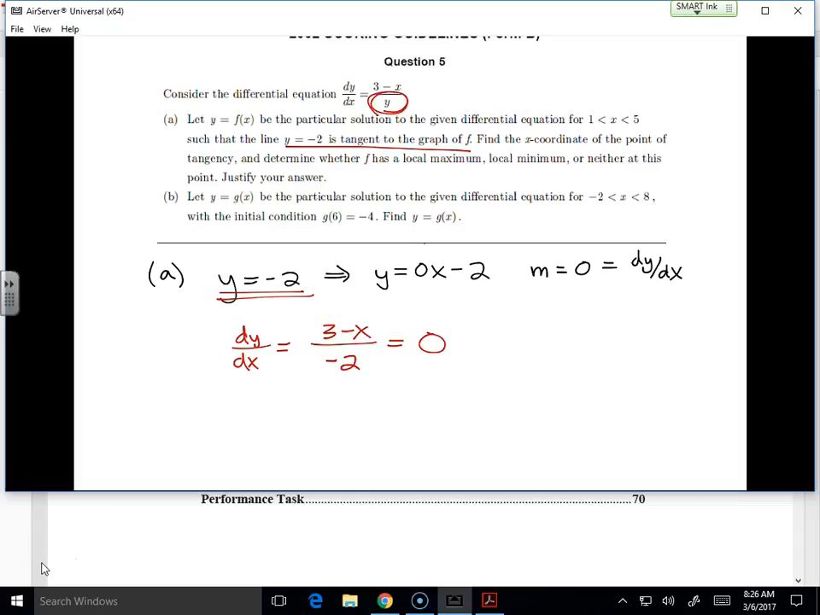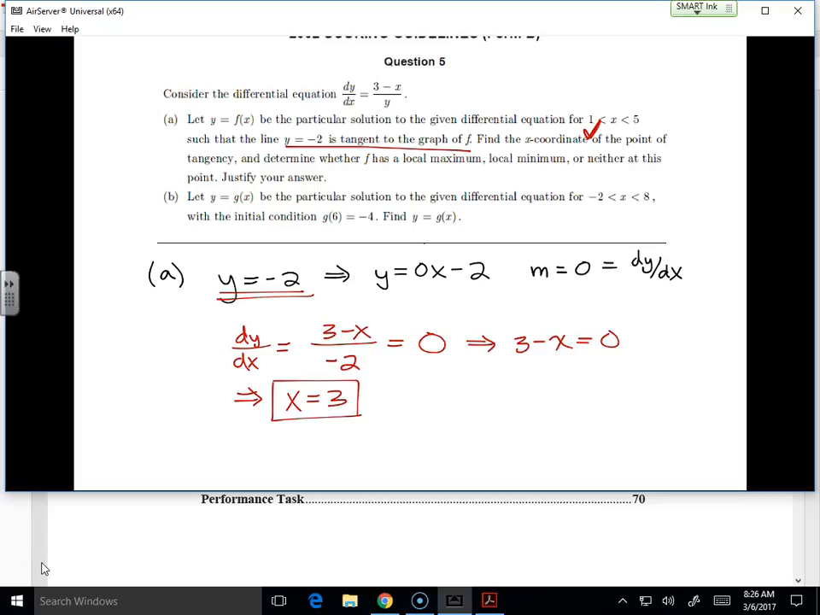I plugged in. Who's y? Negative 2. So not only do I know the slope of the derivative, the slope of the tangent line, which means I know what the derivative equals, I also know the y value. So I was able to plug in the 0 for what the derivative equals. I was able to plug in negative 2 for what y equals. Can I go ahead and solve for x? 3 minus x is equal to, well, 0. So then x is equal to? So far, what have I done? Find the x-coordinate for the point of tangency.